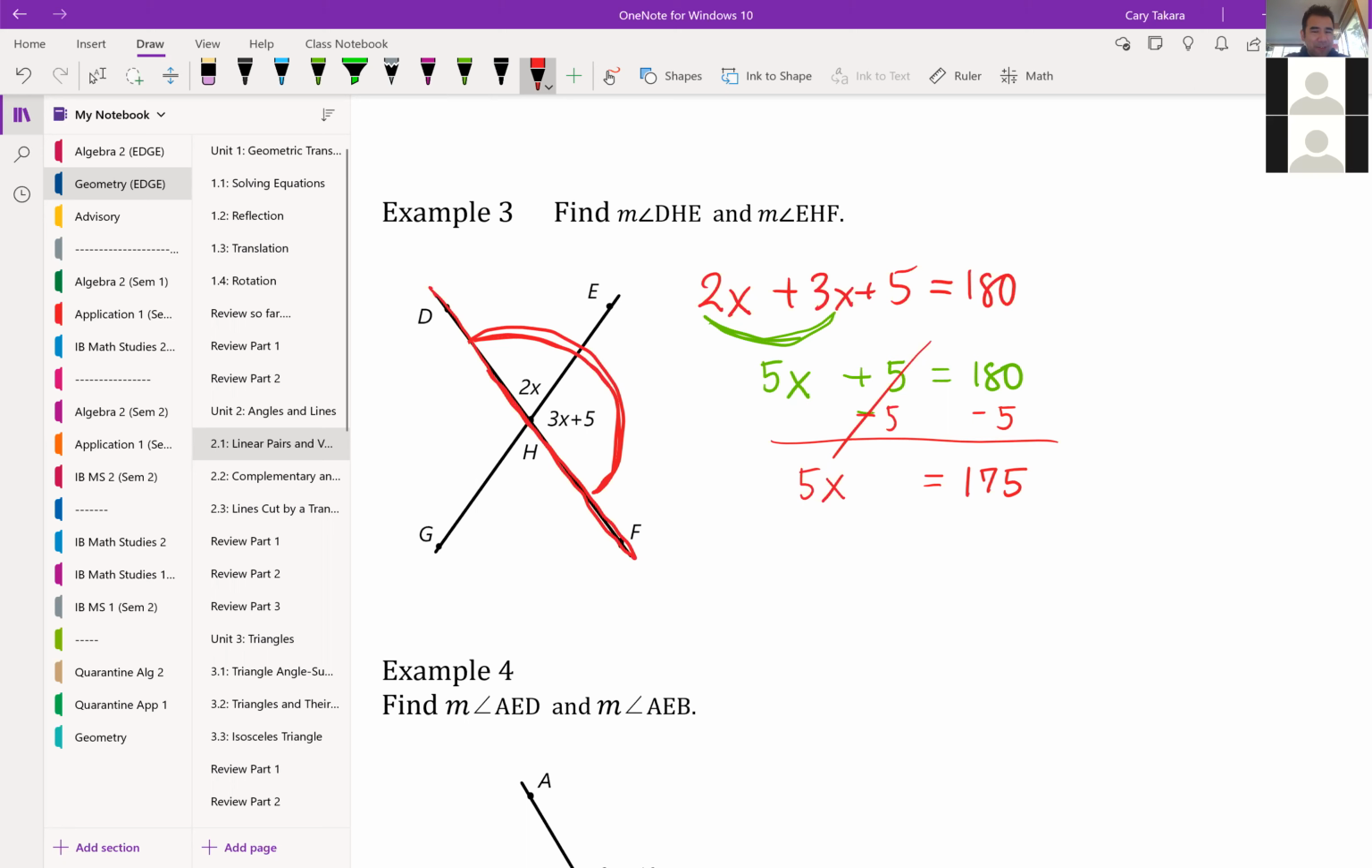And then what's the last step? How do we get rid of that 5? We are going to divide by 5. So x equals 175 divided by 5. So let's take out your calculator. Do you guys all have a calculator? If you don't, take out your cell phone and you've got a calculator, right? What's 175 divided by 5? X equals 35.